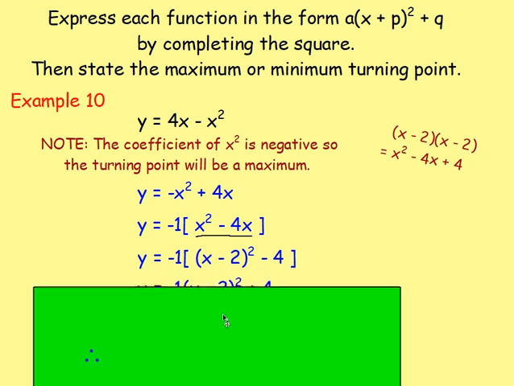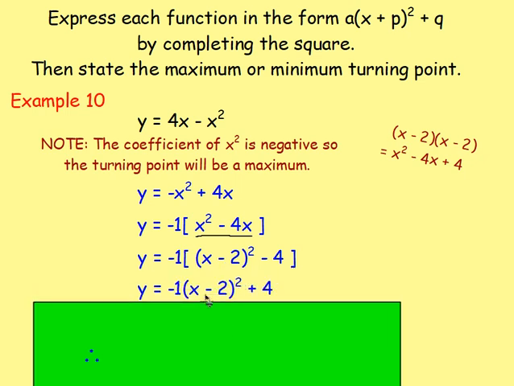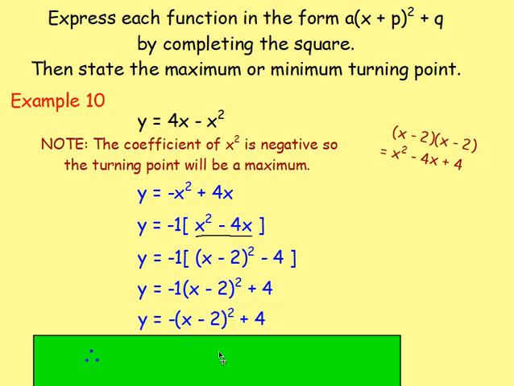Negative 1 times the x minus 2 all squared gives us this. Negative 1 times negative 4 gives us 4, and that's really our answer. Instead of writing negative 1, we could just write it as negative x minus 2 all squared, plus 4. You can write that a different way as well: 4 take away x minus 2 in brackets all squared. Either way, you can then state your maximum or minimum turning point.